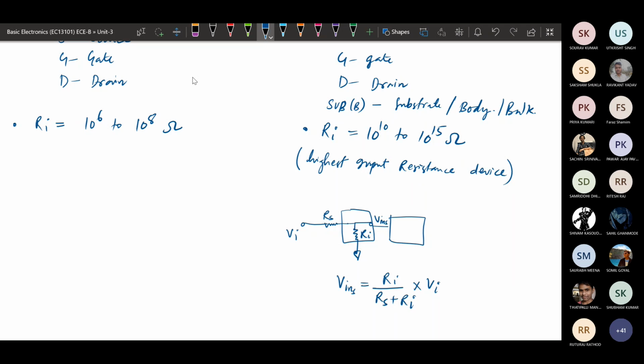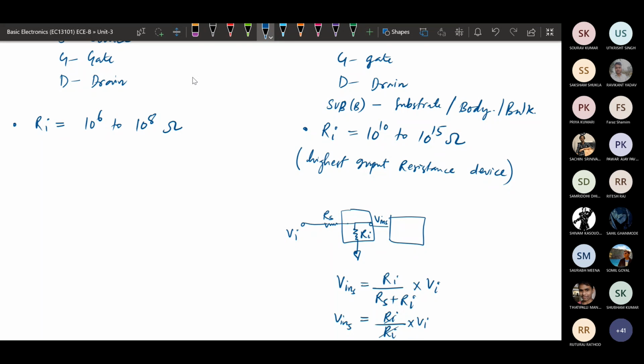If Ri is very high, we can approximate Ri divided by Rs plus Ri as again Ri, because Ri is very large compared to Rs. So this Ri will be cancelled, and that means whatever input voltage we are applying will be applied to the input of the system itself. The system will be getting exactly the same input that is applied.